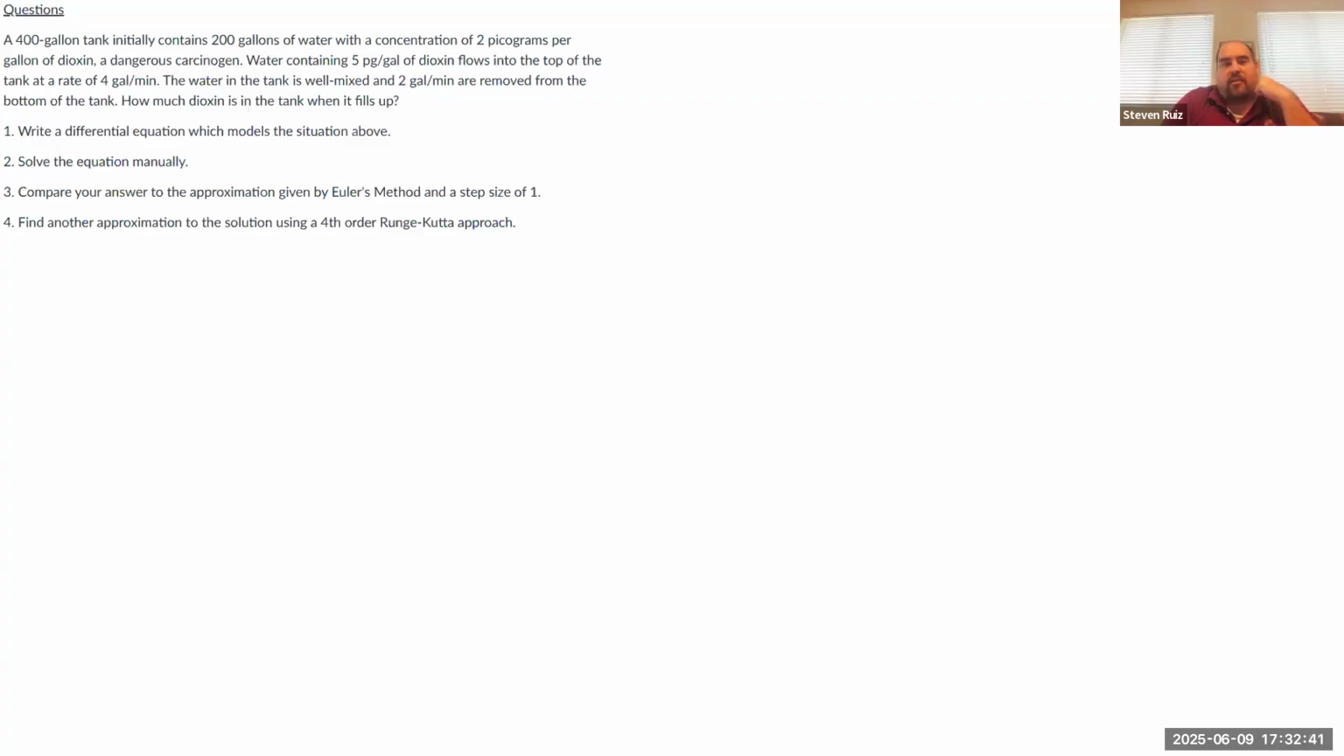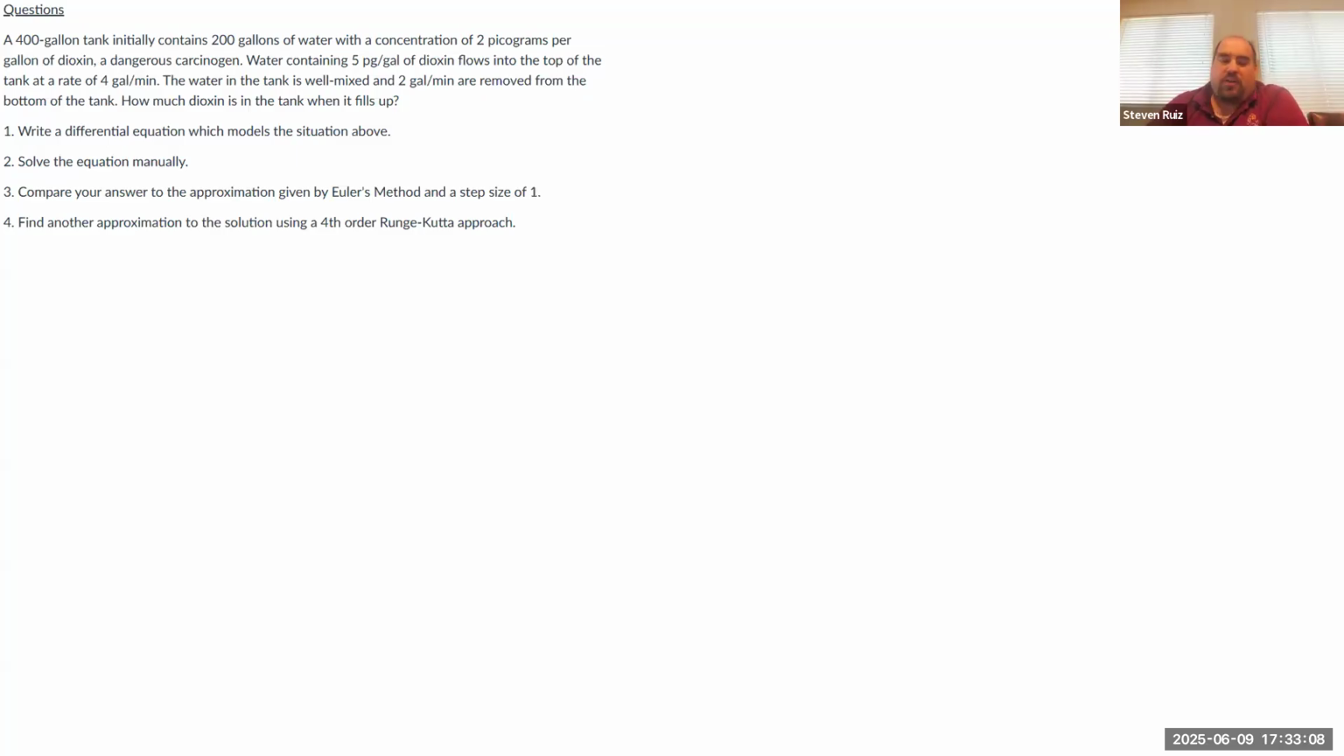Right, let's go ahead and look at discussion question number three. We wanted to set up an equation that models this situation. So we have a 400-gallon tank. That's the volume of this tank when it's empty. It initially contains 200 gallons of water with a concentration of 2 picograms per gallon of dioxin, a dangerous carcinogen.